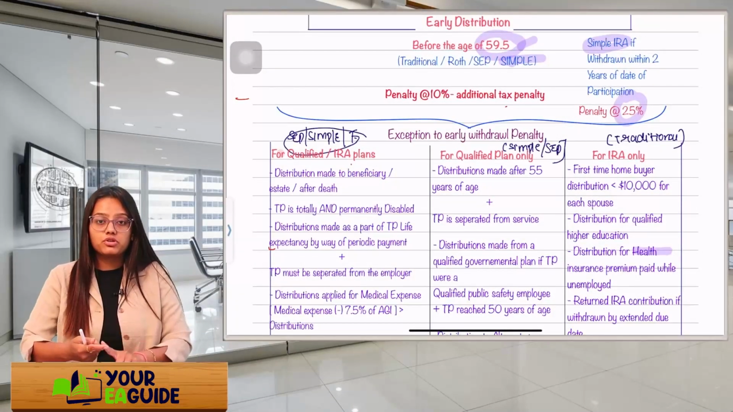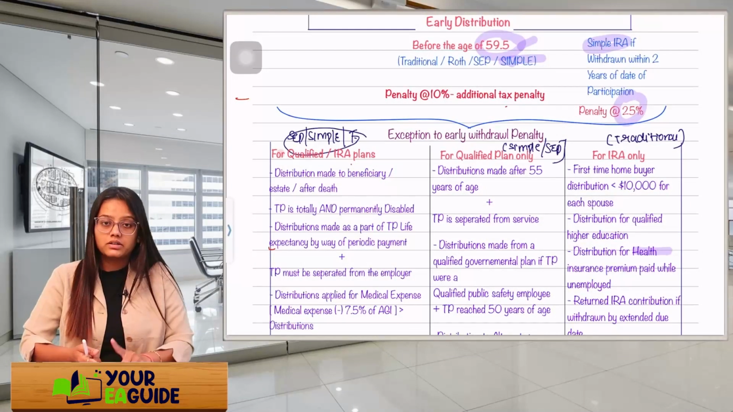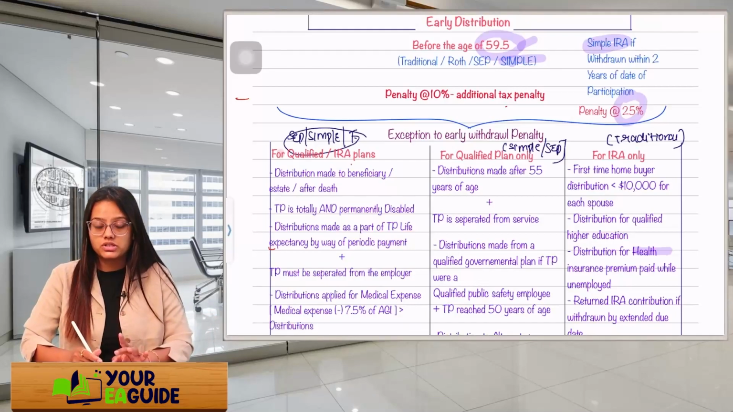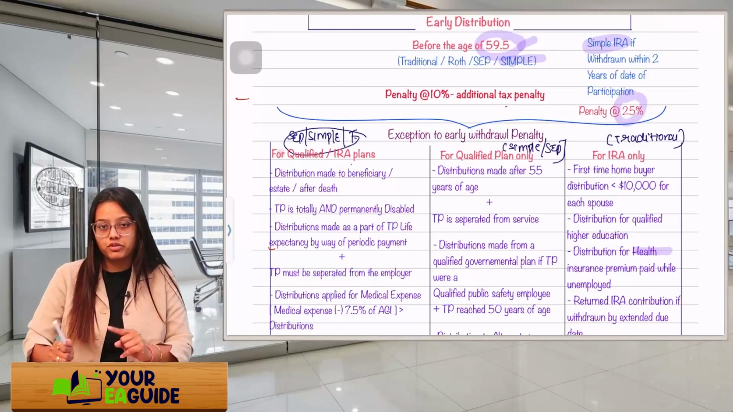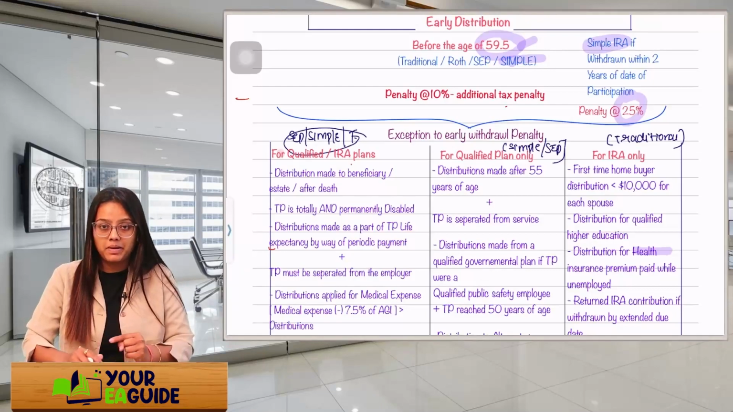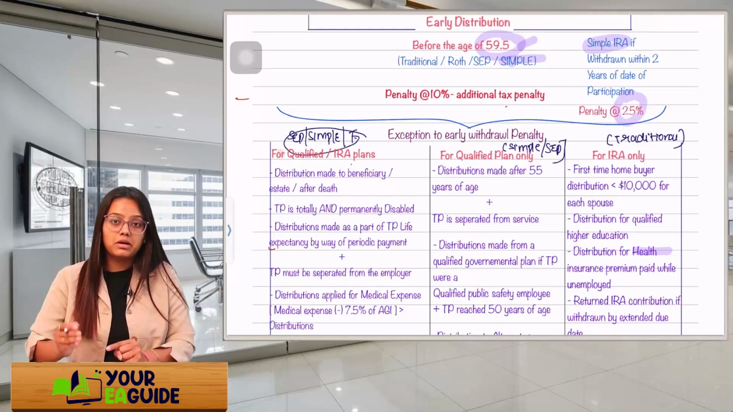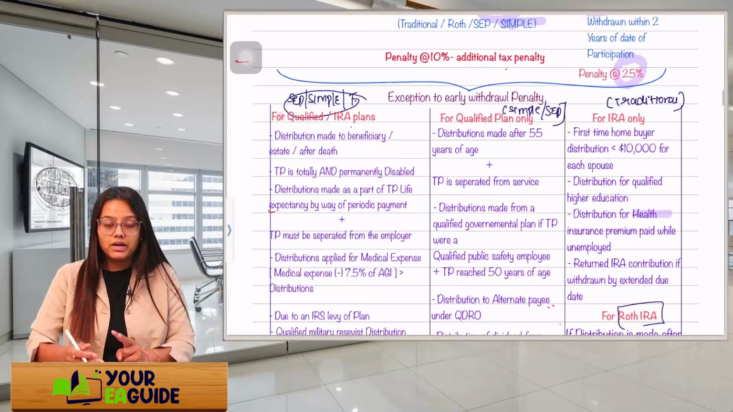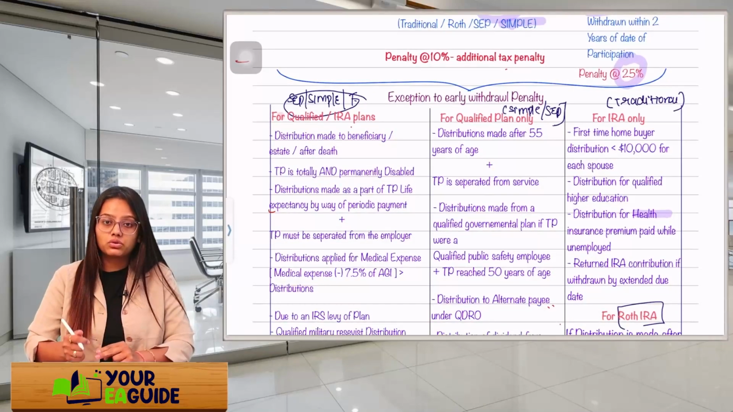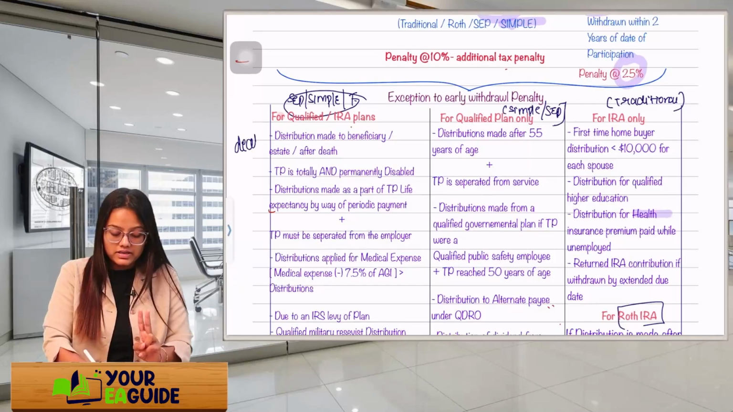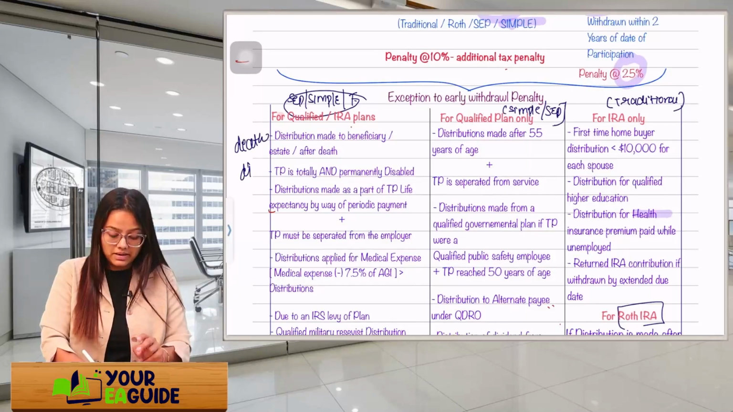First one is if the distributions are made to the beneficiary at the time of death. The taxpayer died and the beneficiary is going to receive the distributions. So if the person died before 59.5 years of age, and it is a SEP plan, simple plan or traditional plan, and you receive the distributions at that time, it is not liable for penalty. Second one is if a taxpayer is totally and permanently disabled, in case of disability. So the first one is in case of death, the second one is in case of disability.